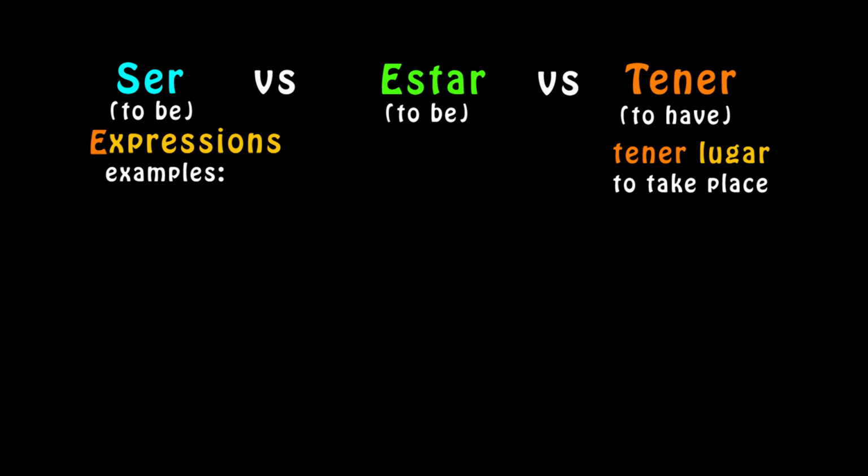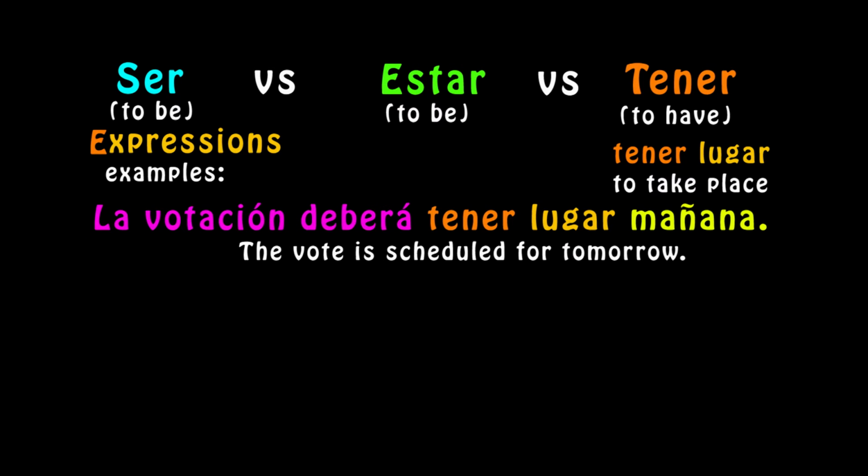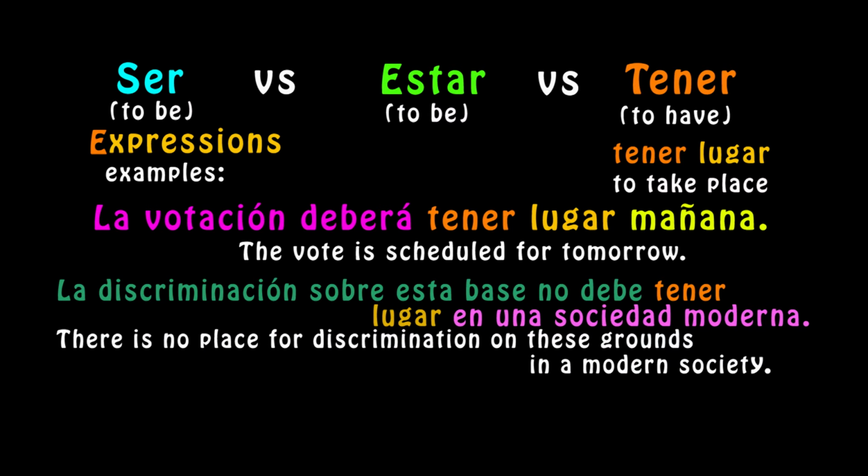Tener lugar, to take place. La votación deberá tener lugar mañana. The vote is scheduled for tomorrow. La discriminación sobre esta base no debe tener lugar en una sociedad moderna. There is no place for discrimination on these grounds in a modern society.